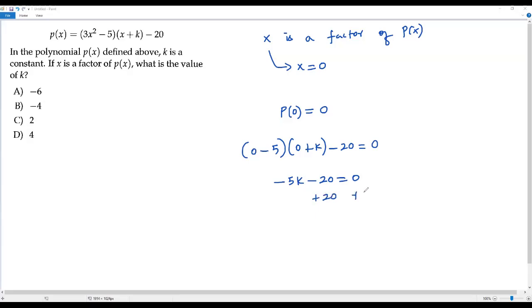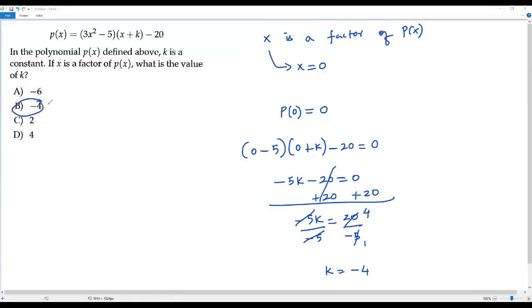For that, I add 20 to both sides. When I do so, this −20 and +20 will cancel out. I'm getting −5k equals positive 20. Let me divide both sides by −5. When I do so, the −5 will cancel out. 5 goes into 5 one time, 5 goes into 20 four times. Here we have one negative sign and here we have 4, so the value of k is −4. We find −4 in option B, so the correct answer choice for this question is option B.